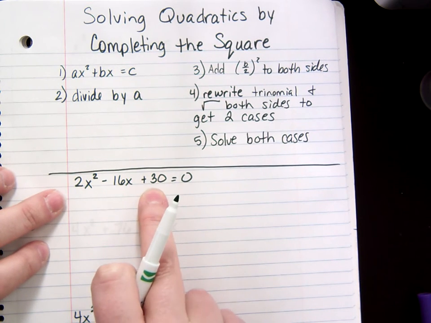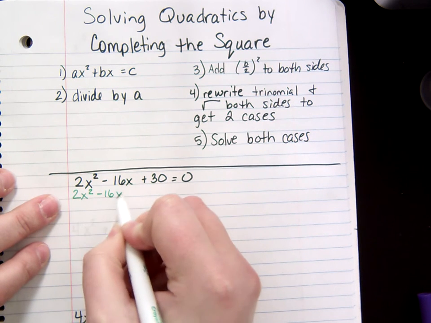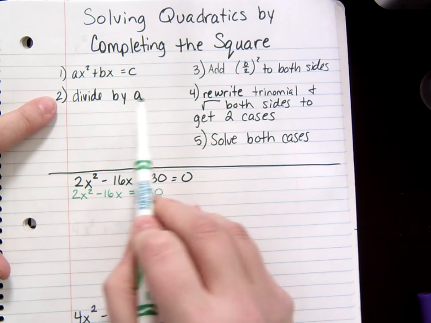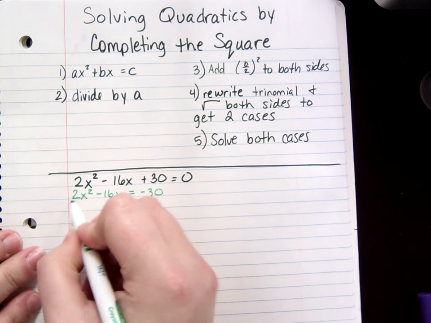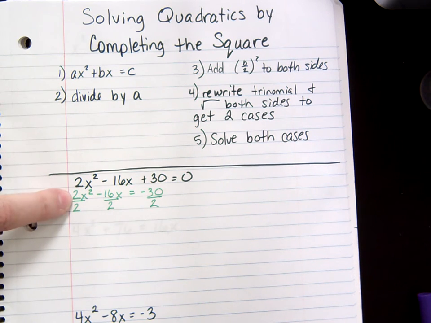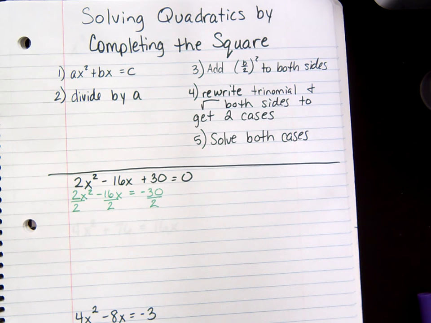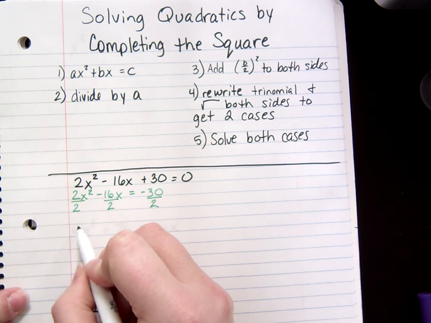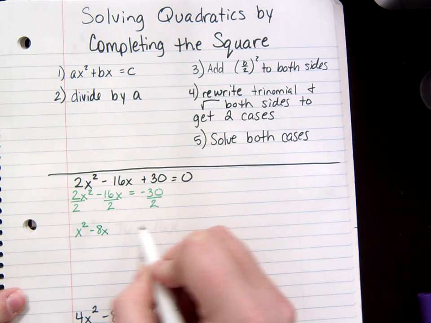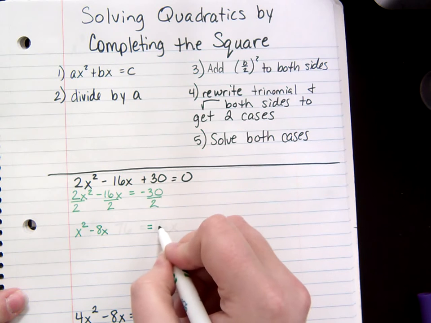So the first thing I have to do is move this 30 over to the other side, which gives me 2x squared minus 16x equals negative 30. Then you divide everything by a. So I'm going to divide everything by 2, because you want the x squared term to have a value of 1. So this gives me x squared minus 8x. Now I'm going to leave a little bit of space here. I'm going to explain why in a moment. And then on the other side I have negative 30 divided by 2 to get negative 15.